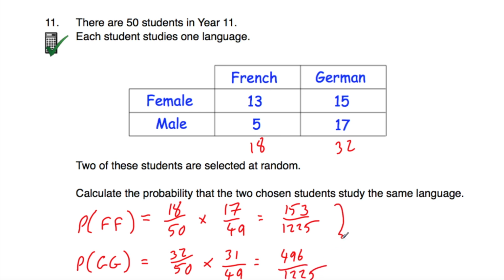And then if we add those two together, that'll be the probability that the 2 students study the same language. So let's do that. And that's equal to 649 out of 1,225, or 649 1,225ths, and that's it.